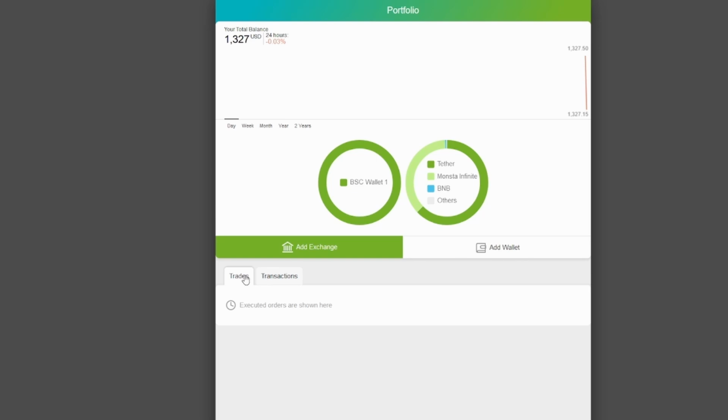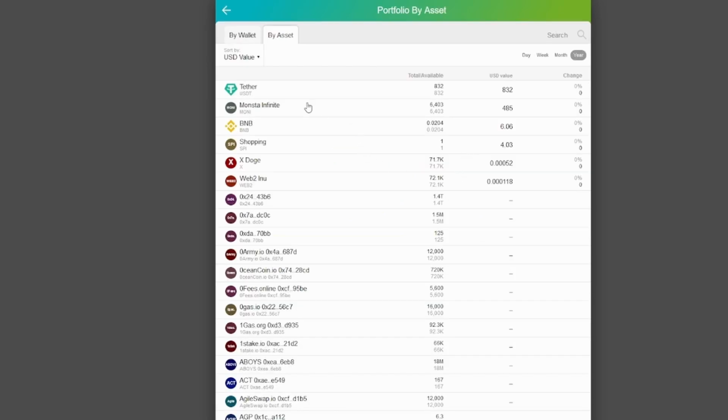But like I said, it works very, very well on my main GoodCrypto app account. You can also add exchanges and wallets like we talked about. You can see the day, week, month, year, and 2-year span, so you can see it charted out. But because I just put this on today, you're going to be able to see that total balance at $1,327. You're going to be able to also see the chart showing Tether as the majority. And you can see your portfolio by asset as well.